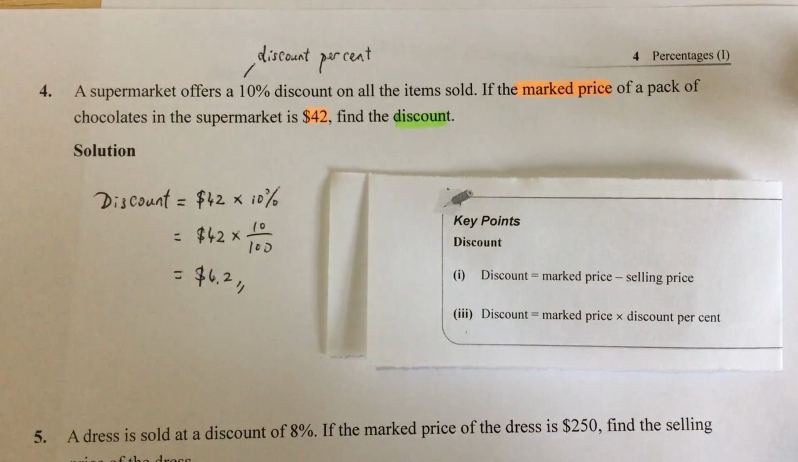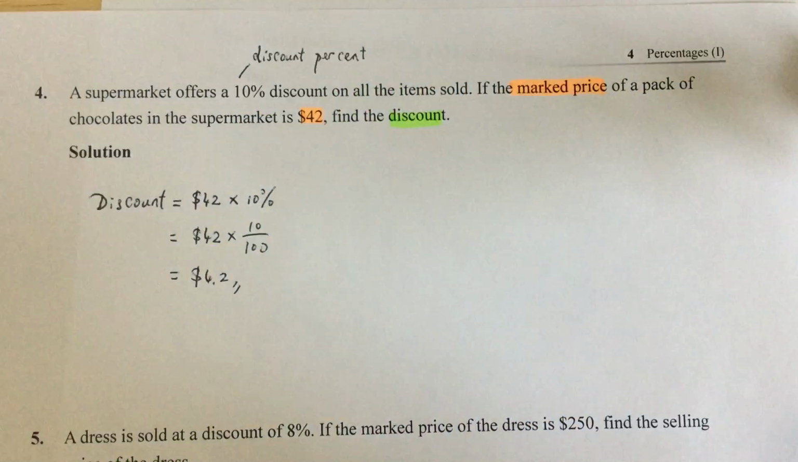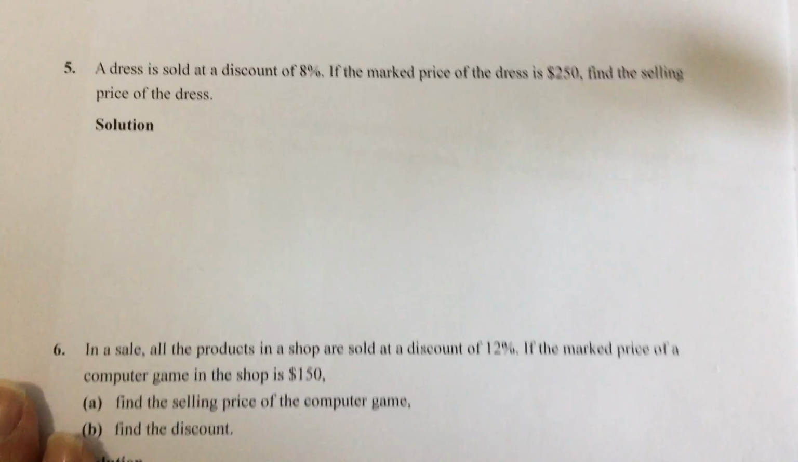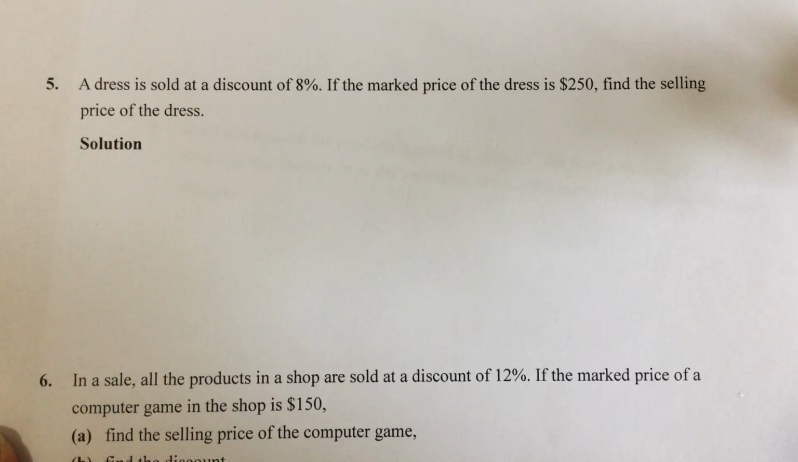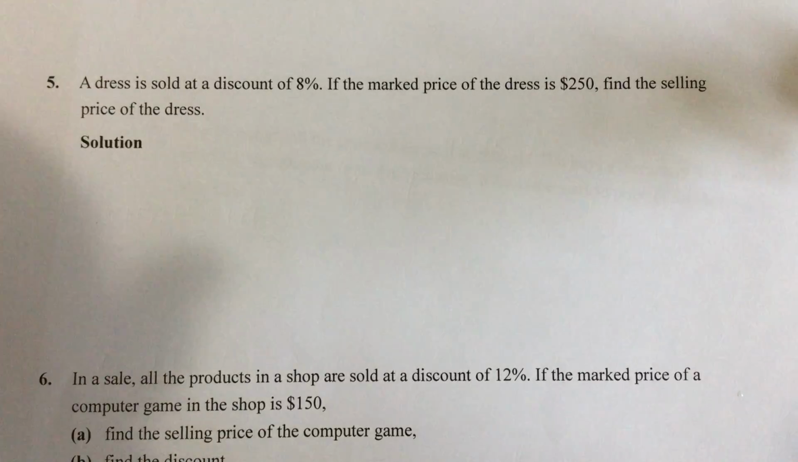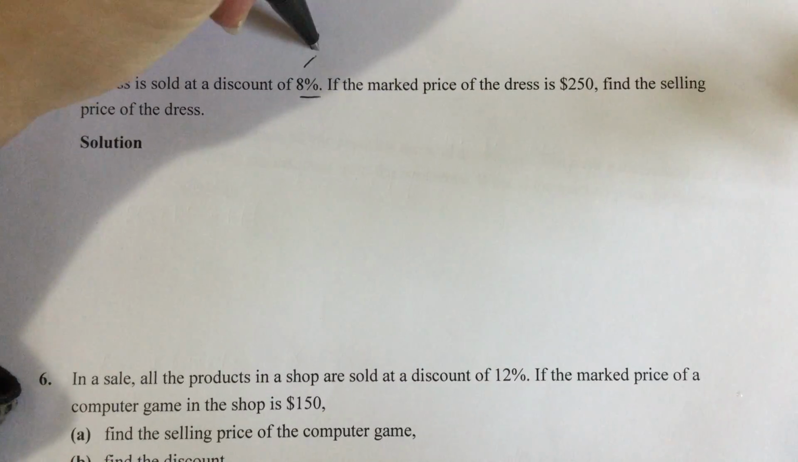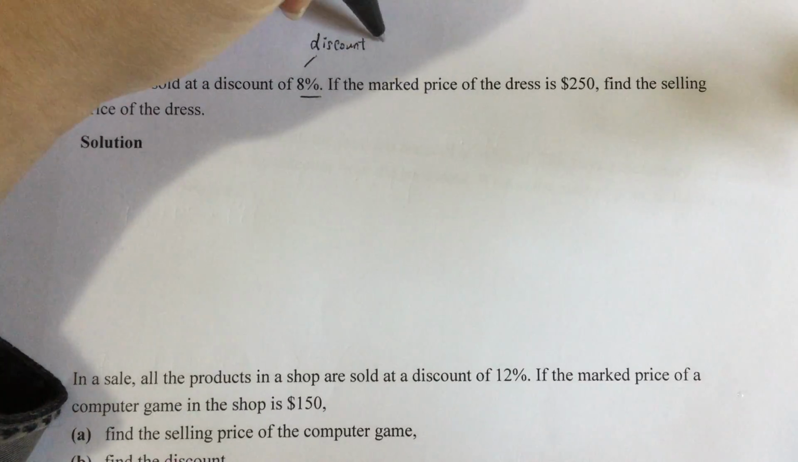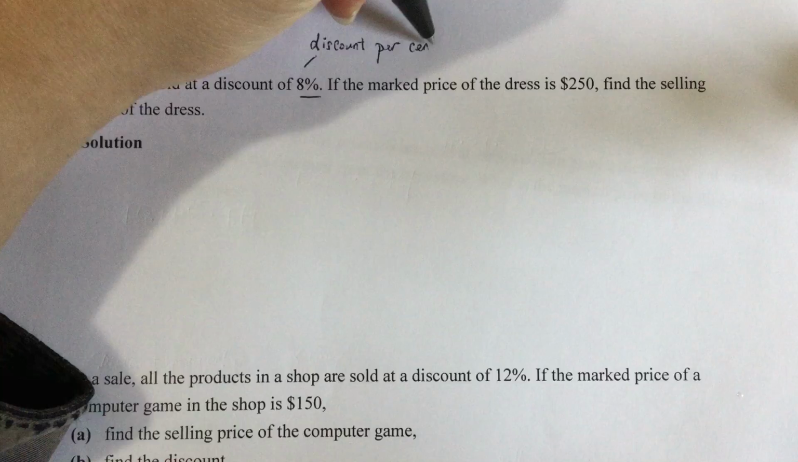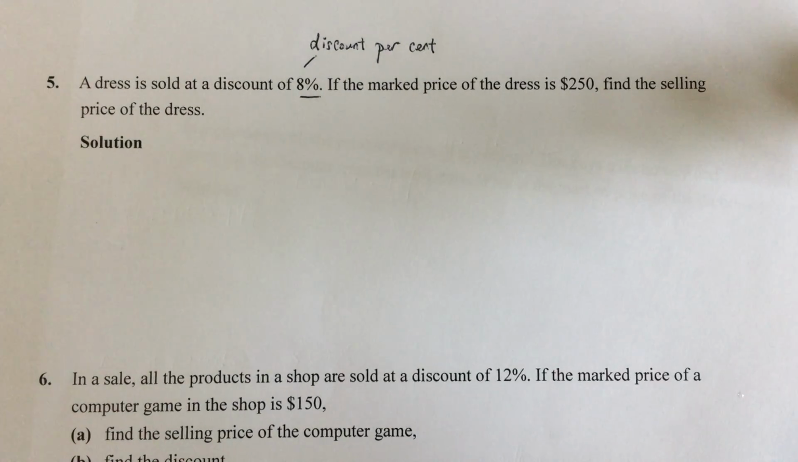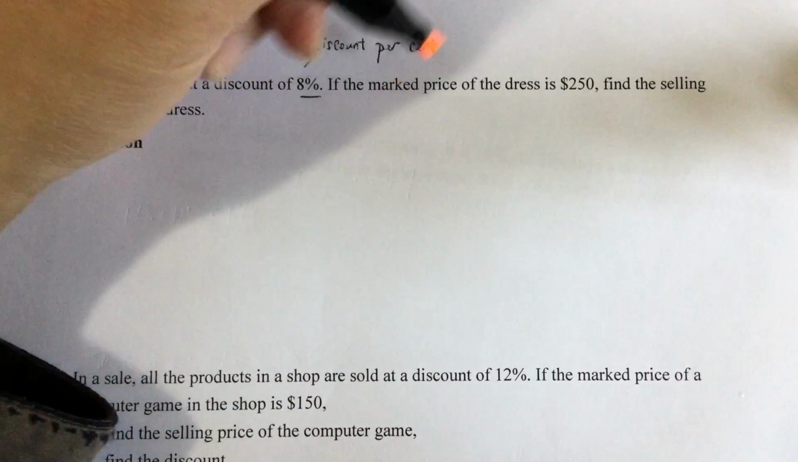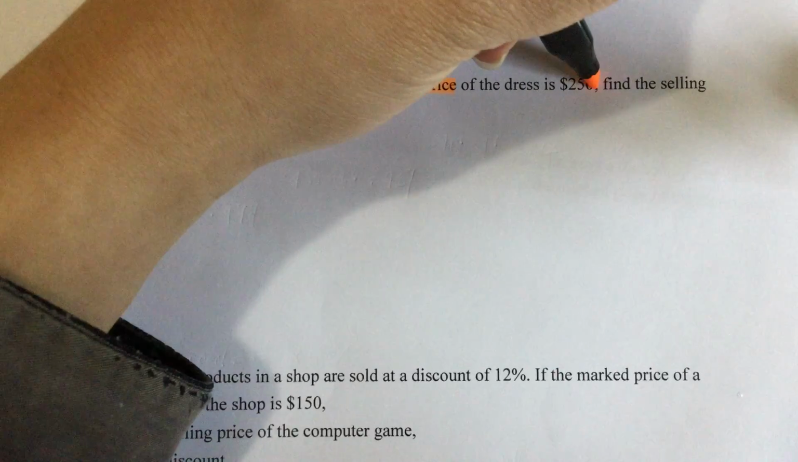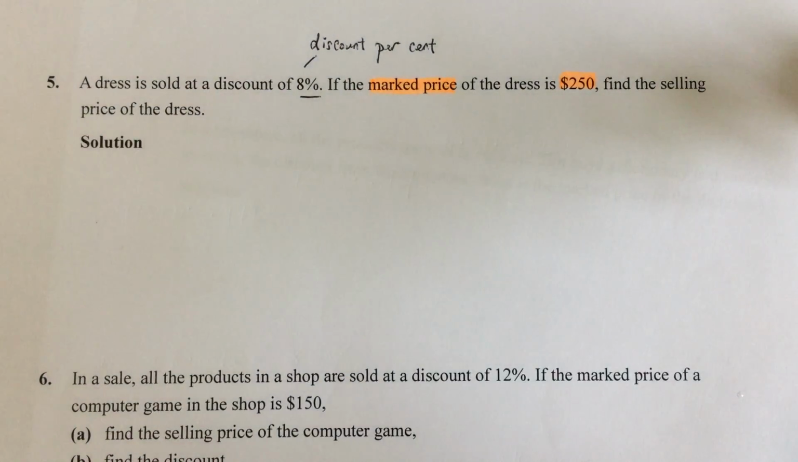Okay, and we will go to question 5. If you have any problem in this question, you can pause the video now. Otherwise, we will go to question 5. A dress is shown at a discount of 8%. So obviously, this is the discount percent, 8%. If the mark price of the dress is $250, so this one is the mark price, and then find the selling price of the dress.